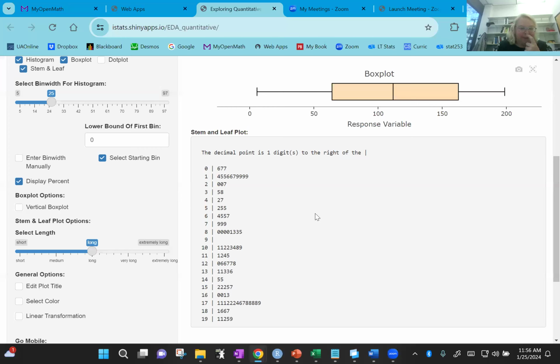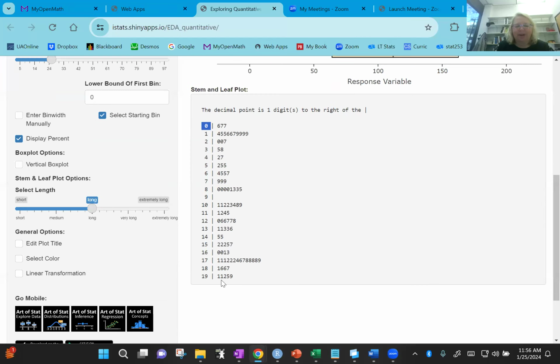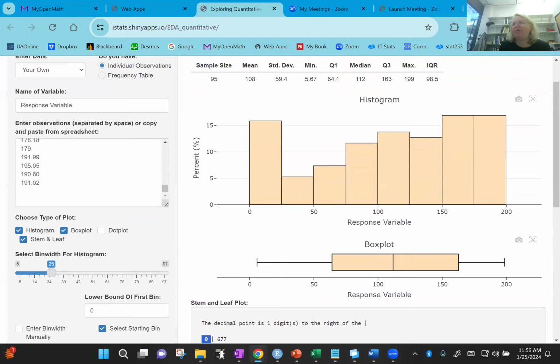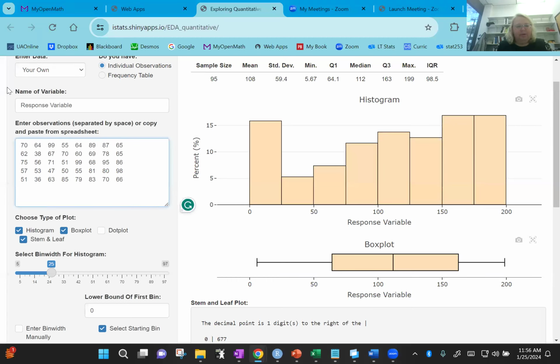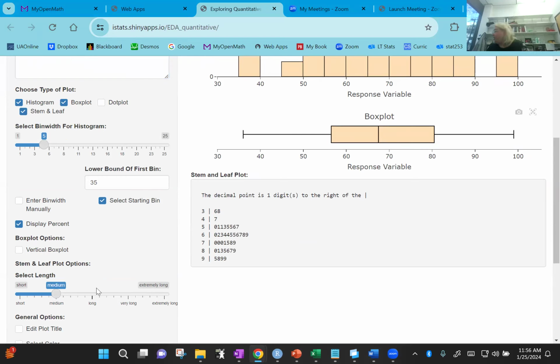So this is showing me the zeros. So the $6, because it has $6, $7. What this did is it just rounded everything off to the nearest dollar. So this 191, 191, and so forth. That's what this particular problem did. If I put my old data back in there, which I'm going to grab and put back in, you can see the stem and leaf plot. It's long now. I'm going to make it back to medium. You can see how pretty that stem and leaf plot is.